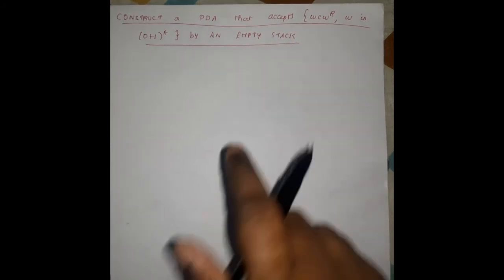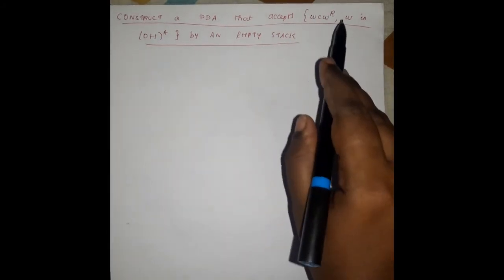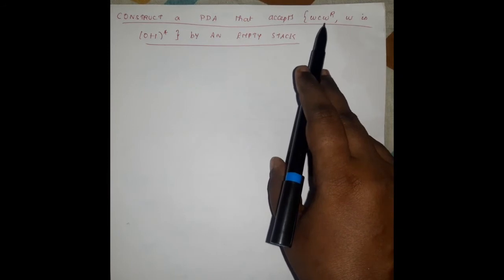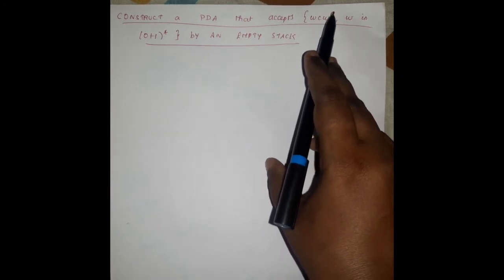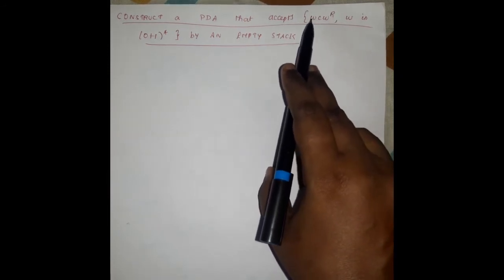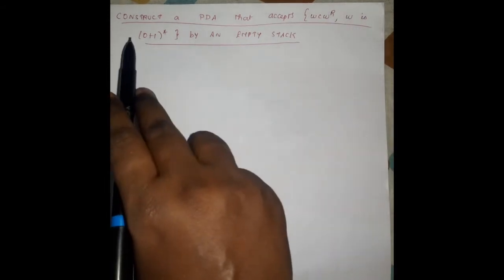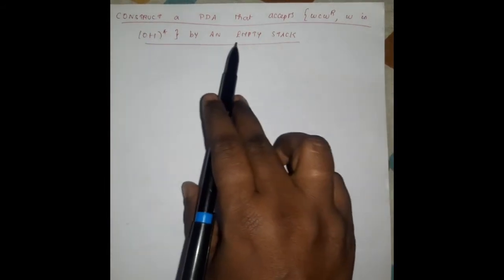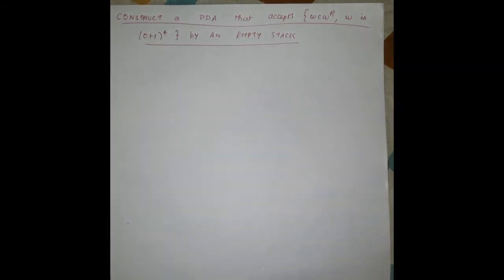So the next problem is to construct a pushdown automata for the language which accepts W, C, W power R, where W is a set of strings and C is a separator symbol, and W power R means the reverse of the input string W, and W belongs to (0 plus 1) the whole star, by using the empty stack method. So we know that using empty stack means we have to empty all the elements in the stack. That means we have to remove or pop all the elements which are present in the stack, that is the empty stack method.